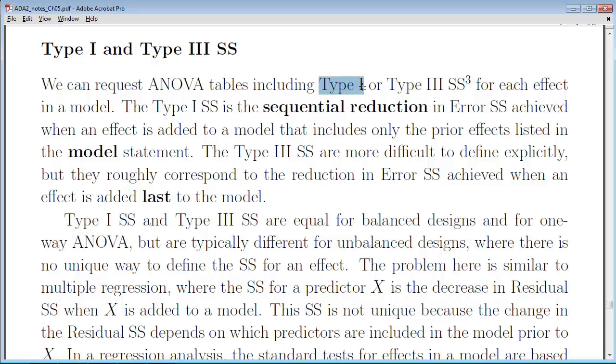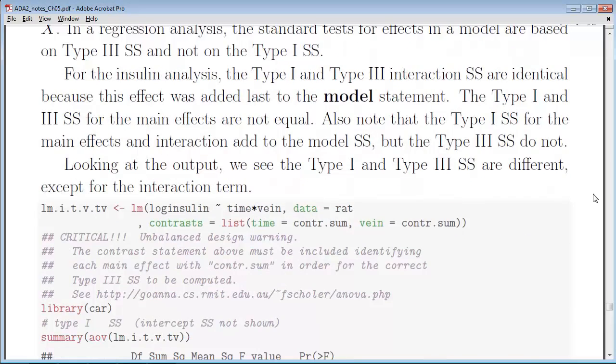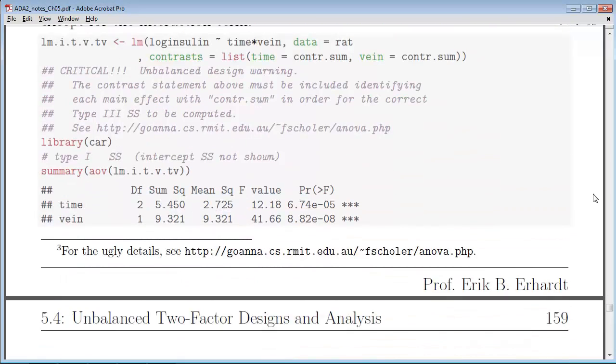All right, so type 1 is what's called sequential sums of squares, and type 3, I don't have a name for that, but type 3 is the one we want, which has to do with conditional on all the others. What's the sums of squares for the last one?